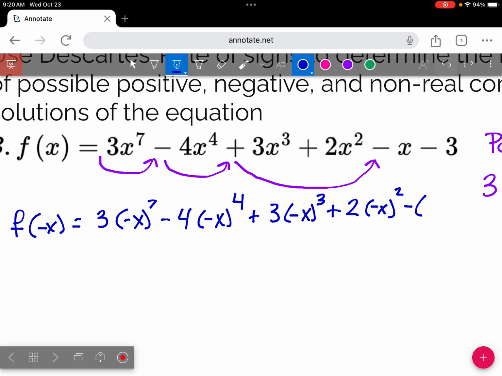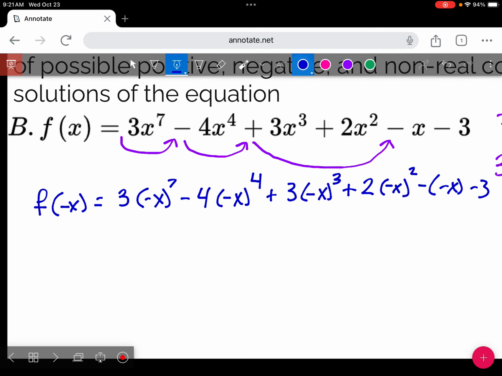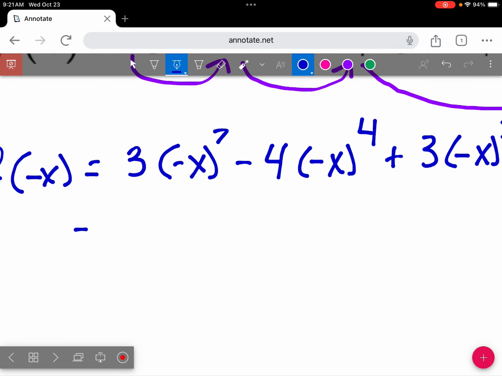I'm going to run into my numbers. Opposite of x, minus 3. So we're substituting in that opposite of x for every single one of these. So when we do this, my opposite of x to the 7th, that's an odd degree, so my negative sign stays. So this is negative 3x to the 7th minus 4, my opposite of x to the 4th, that's an even degree, so that sign just kind of disappears. So we have x to the 4th.